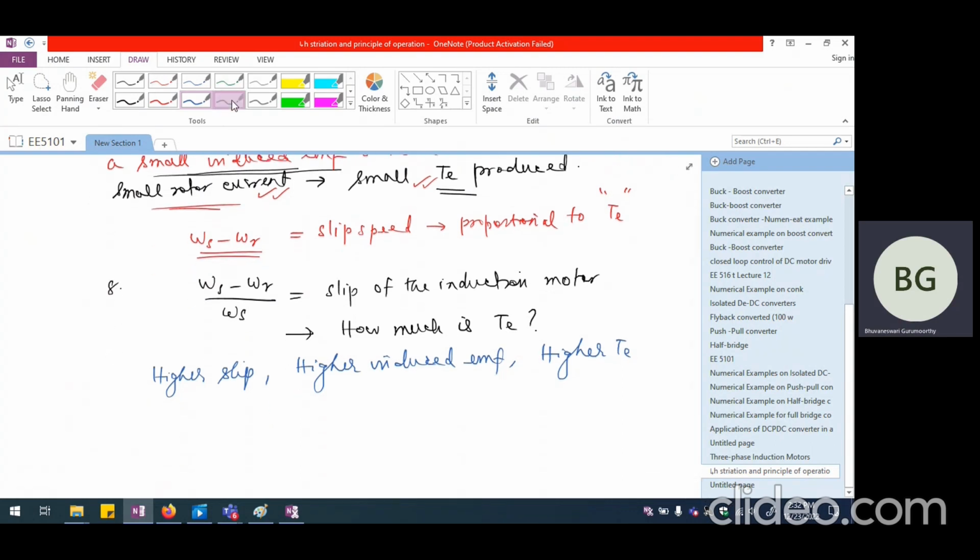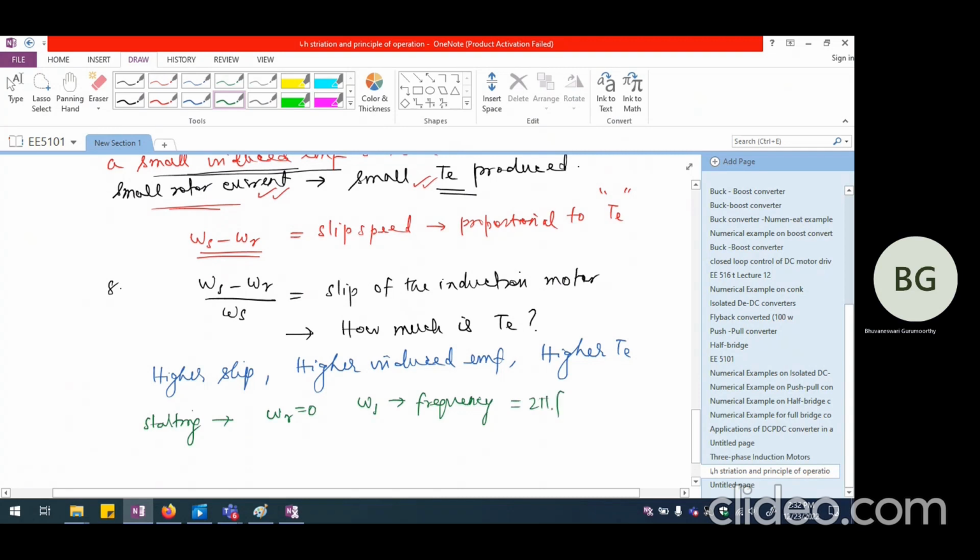If we look at the starting condition of an induction motor, we are going to have omega r equal to 0. Omega s is dependent upon the frequency, which is 2 pi f. So omega s minus omega r is going to be equal to 2 pi f itself. I may call the stator frequency f1, so 2 pi f1. This is the stator side frequency.